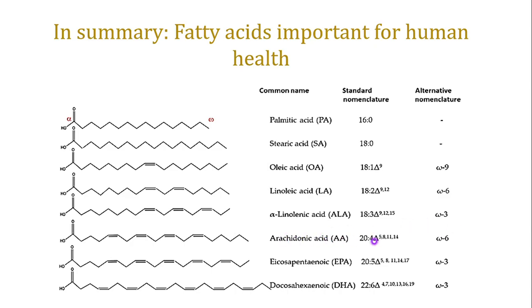Arachidonic acid, 20:4. This means we have double bonds at 5, 8, 11, and 14. Counting from the methyl end, we have 1, 2, 3, 4, 5, 6. Omega 6, because the first double bond that you come across is on the 6th carbon. Looking at EPA, 20:5, it has 5 double bonds, located on the chain depending on the position, and we have our superscript. This one is omega 3 because you find your double bond on the third carbon.